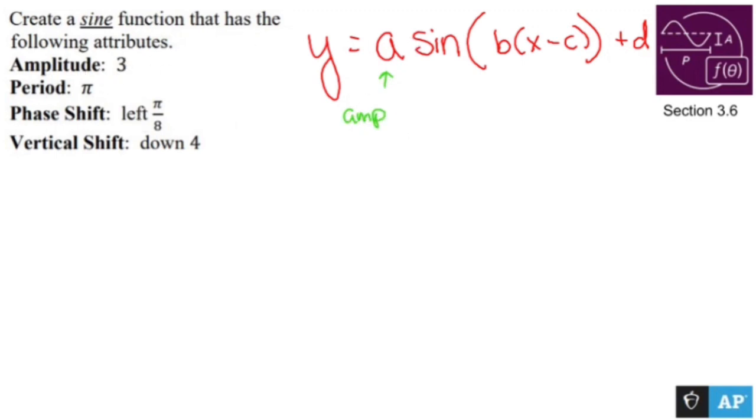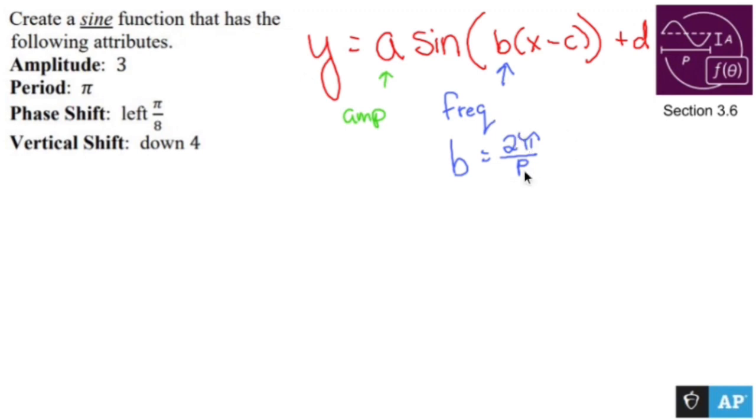B is attached to x, but if we also have a phase shift, B is going to be outside of the parentheses where x is being manipulated. B is the frequency. Now, if I wanted to find out what B is, I have to find out the period, and the frequency can be found by doing 2 pi divided by the period. Okay, so this period is pi.